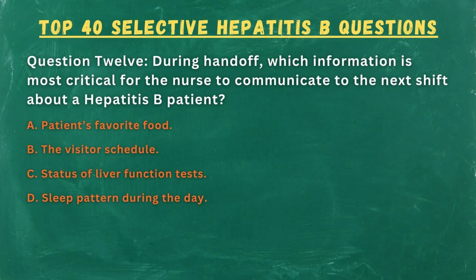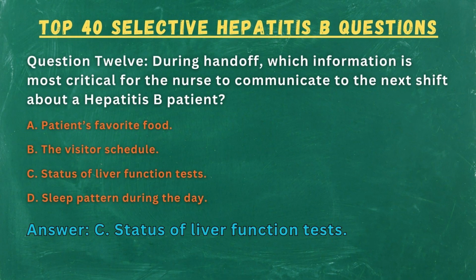Question 12. During handoff, which information is most critical for the nurse to communicate to the next shift about a hepatitis B patient? A. Patient's favorite food. B. The visitor schedule. C. Status of liver function tests. D. Sleep pattern during the day. Answer: C. Status of liver function tests.